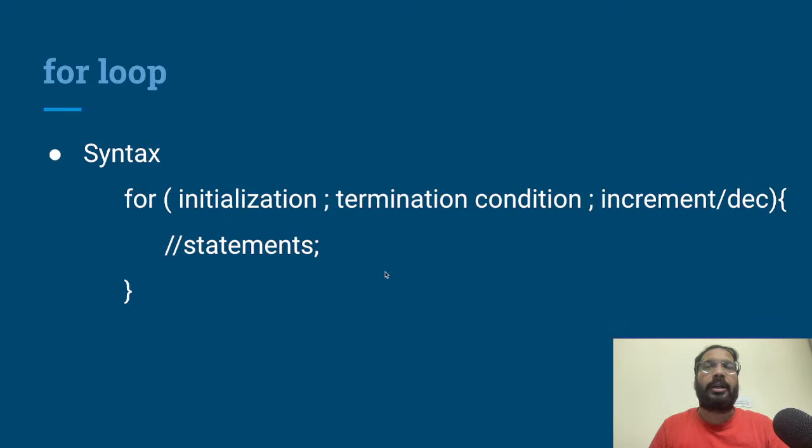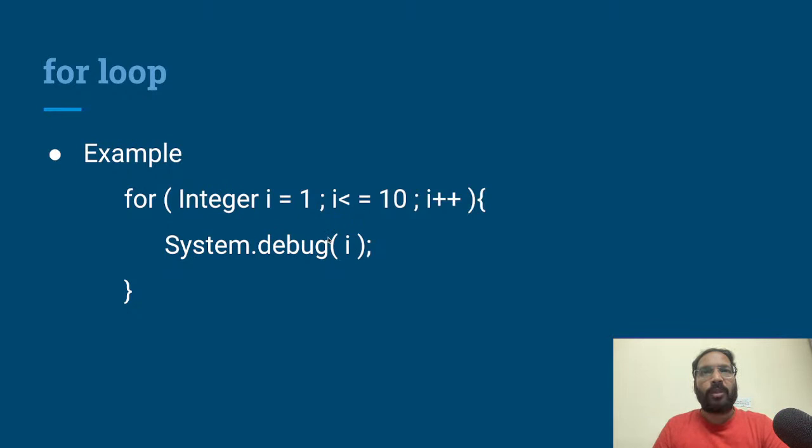So here is the example. This is a simple example. Here, i equals to 1 is basically initialization. Initialization means the beginning value. So here we are declaring a variable named i. Variable name can be anything. So right now I just used i of integer, right? I just used i of integer.